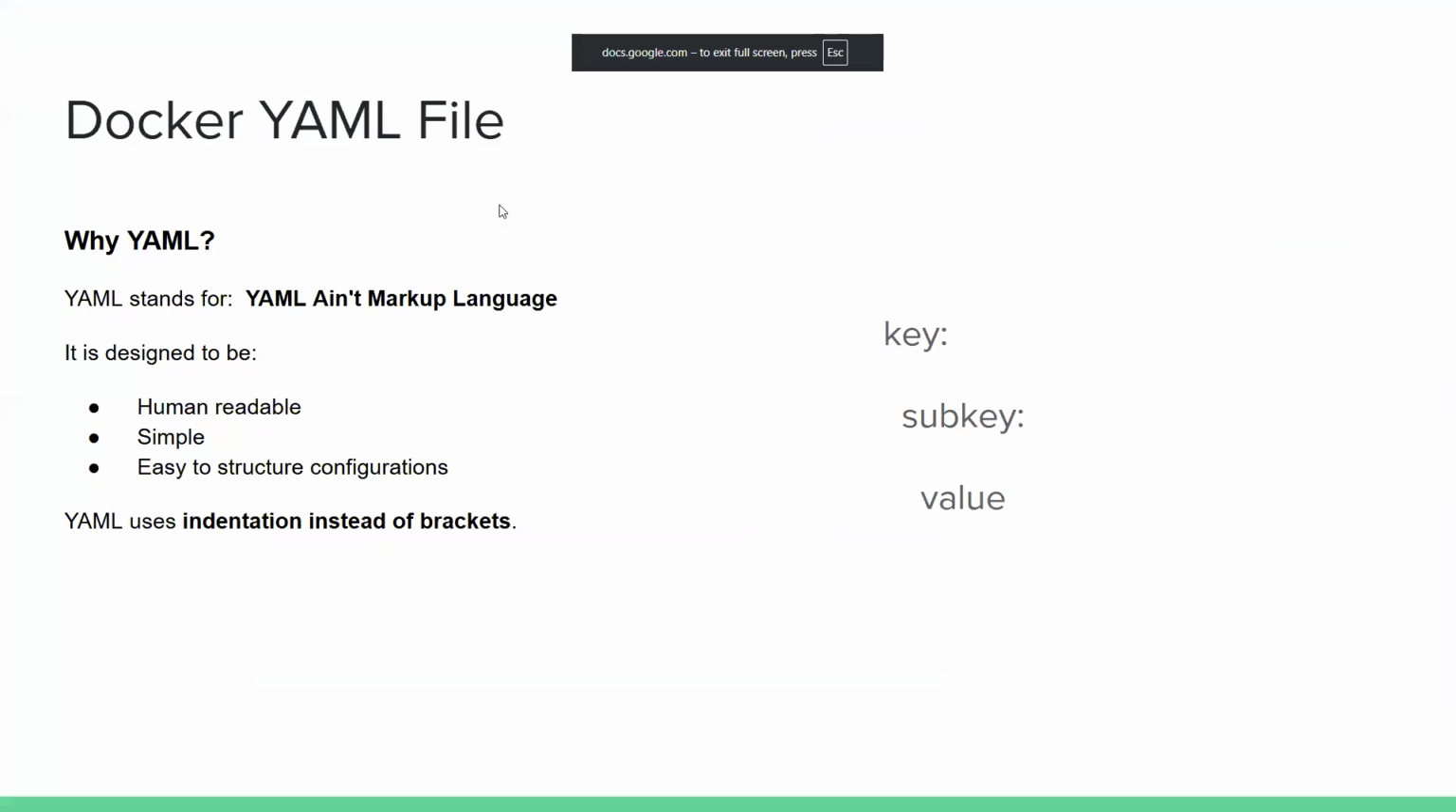So, the Docker YAML file. YAML stands for "YAML Ain't Markup Language." It doesn't have a very meaningful abbreviation like HTML, which is hypertext markup language. It's a very simple thing. This is mainly designed as a very human-readable way of making the document. It is very easy to read and very simple.